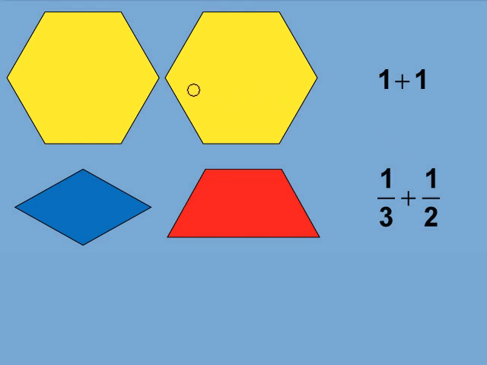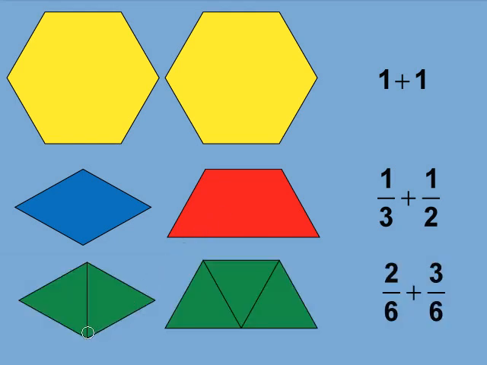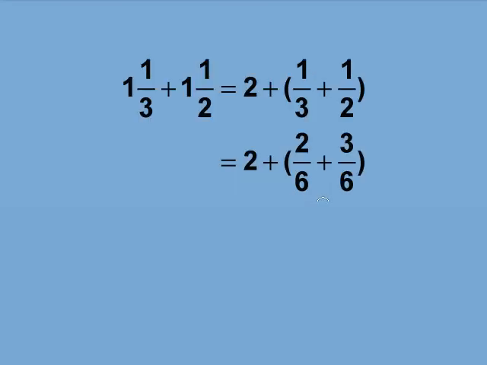We combine the whole number parts to get 1 plus 1. To combine the 1/3 and 1/2 pieces, we need to introduce the green triangular piece, which is equivalent to 1/6. As you can see, there are two green triangles in the parallelogram piece and 3 green triangles in the trapezoidal piece. This gives us the equivalent fractions 2/6 and 3/6. We can now rewrite the mixed number form with common denominators. And the result is 2 5/6.